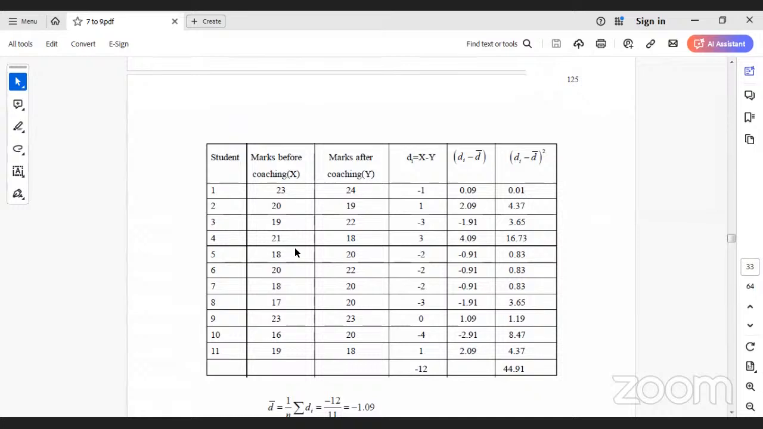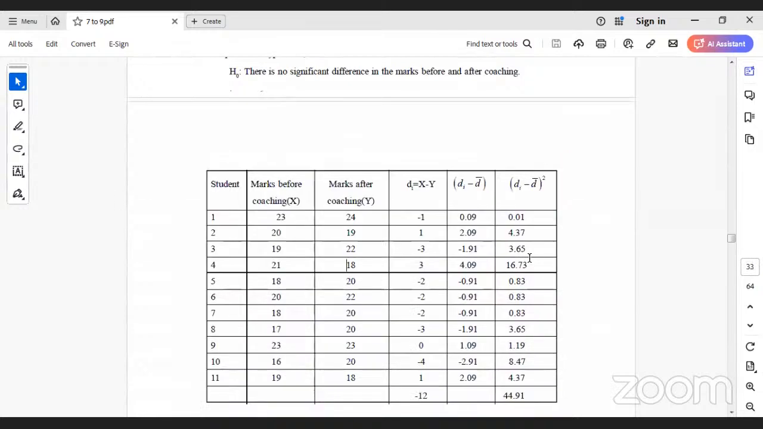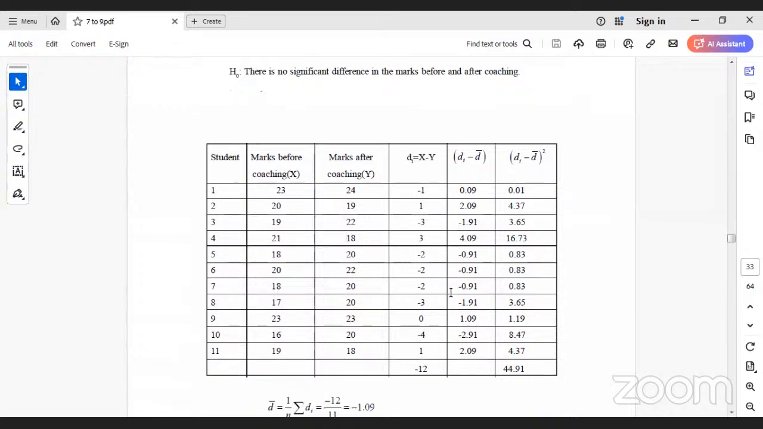So x is 23, 20, 19, 21, 20, 18, 20, 18, 17, 23, 16, 19. Then y is 24, 19, 22, 18, 20, 22, 20, 20, 23, 20, 18. They are given here. So di equals x minus y: 23 minus 24 is minus 1, 20 minus 19 is 1, 19 minus 20 is minus 1, 21 minus 18 is 3, 18 minus 20 is minus 2, 20 minus 22 is minus 2, 18 minus 20 is minus 2, 17 minus 20 is minus 3, 23 minus 23 is 0, 16 minus 20 is minus 4, 19 minus 18 is 1. The total of x minus y is minus 12.